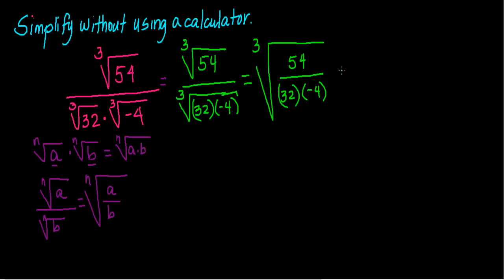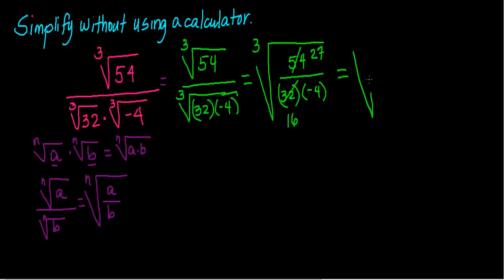And now what I've achieved here with this is that I can cancel out common factors. So I'm going to cancel out common factors with 54 and 32. I can divide 54 by 2, and 32 by 2, that gives you 16. And I can't cancel out anything else. Okay, 54 divided by 2 is 27, and 32 divided by 2 is 16.